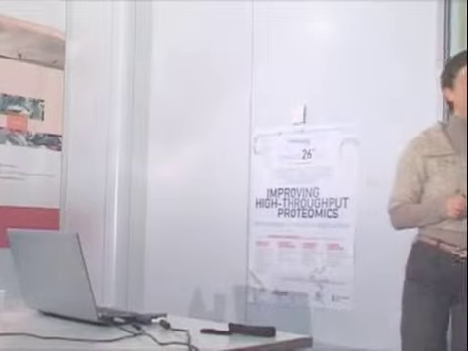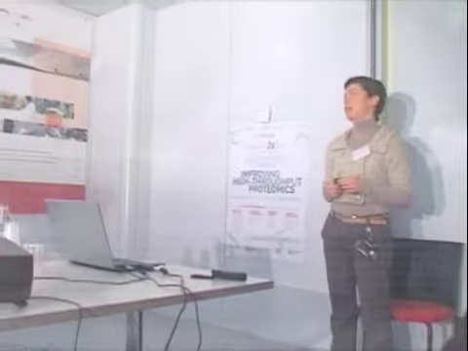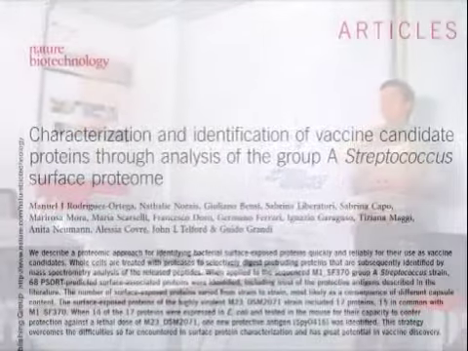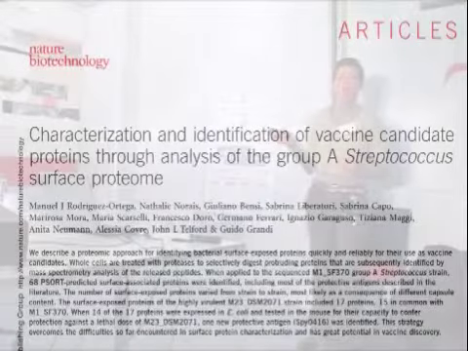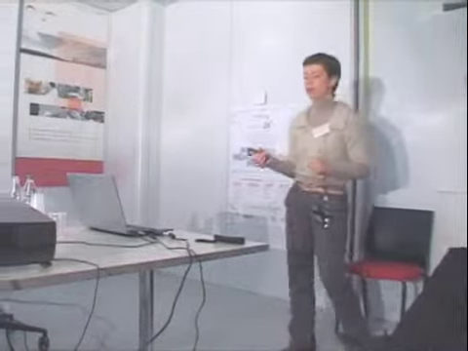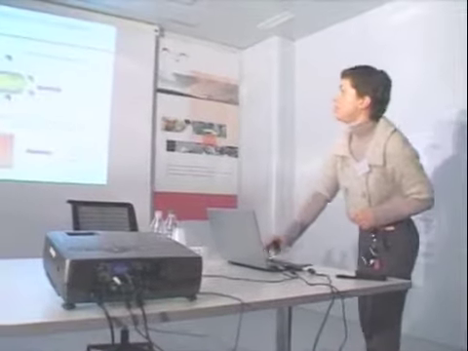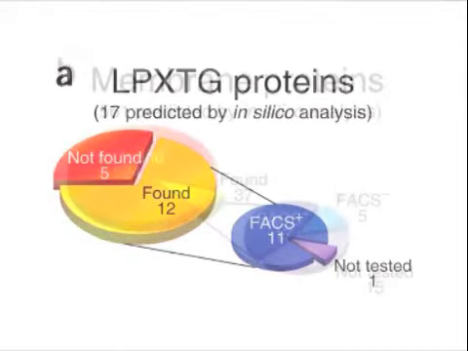Using proteomics. Proteomics in vaccine research has been successful in identifying new vaccine candidates, and this is one paper that was published in 2006, reporting the identification of a new vaccine candidate for group A streptococcus. In this paper, a new technology was described that is proteomics and mass spectrometry based.